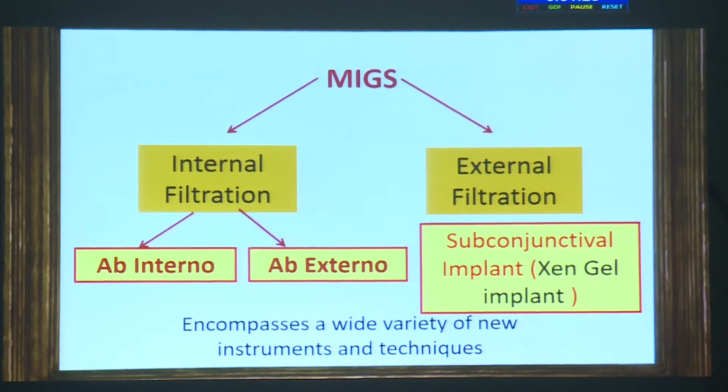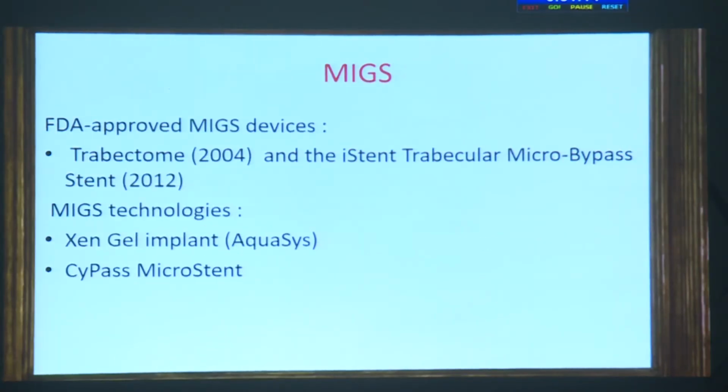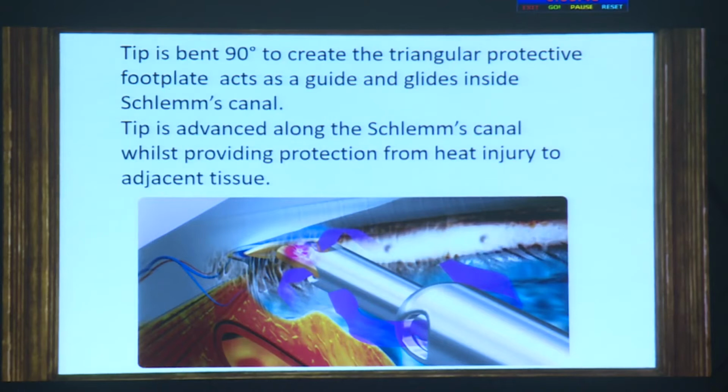There are two options, external filtration or internal filtration. I will not go into the detail of this to save time, and these are the options available. The MIGS trabectome is now available in India, FDA approved, and approved by the Indian government also, and iStent is also available in the Western world. Now the Zen implant is going to come, and the CyPass microstent is not being used. I will not go into detail, as she is going to cover the trabectome, which ablates and removes the trabecular meshwork and unroofs Schlemm's canal. It has a tip bent 90 degrees to create a triangular protective footplate, which acts as a guide into Schlemm's canal.